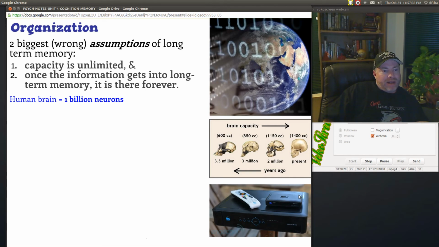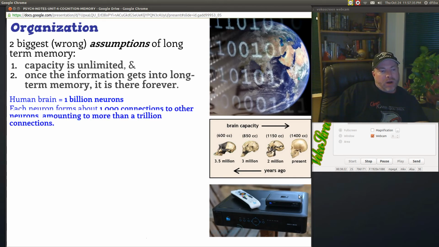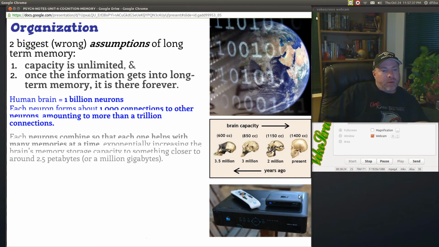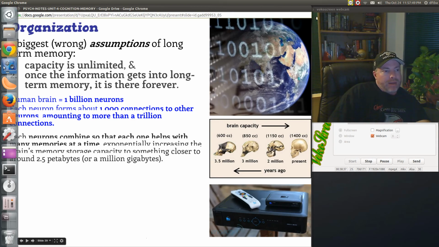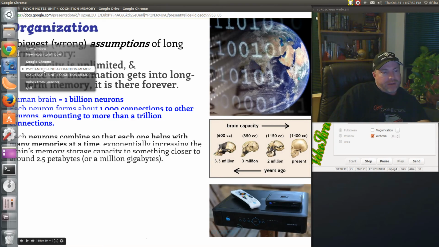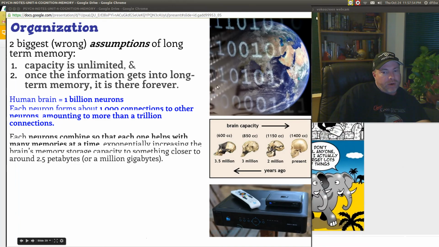The human brain has about 1 billion neurons, and for each neuron it forms about 1,000 connections to other neurons, amounting to about 1 trillion different connections. And I have no idea why this is doing this here, but each neuron combines so that each one would help us with memories. Let me pull this up and I'll fix it up here a little bit for us.